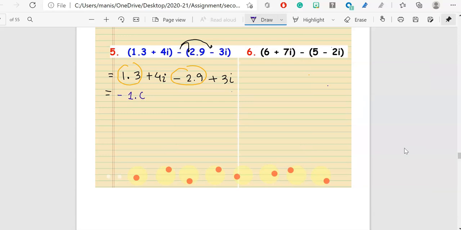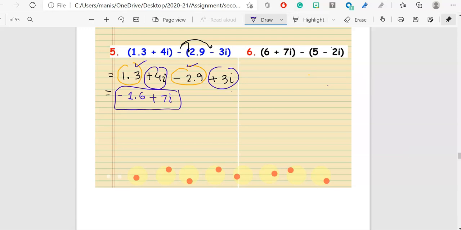Am I done? So check. No, I'm not done. I need to do this one. This was kind of easy. 4i plus 3i, it just gives you what? 7i. So negative 1.6 plus 7i, that's your answer for this problem.